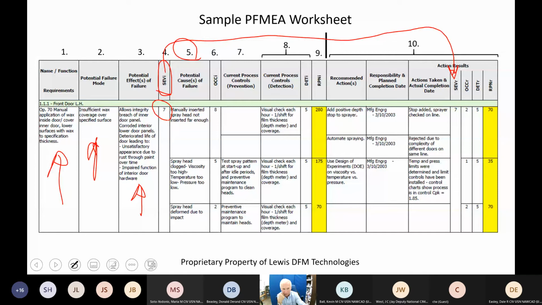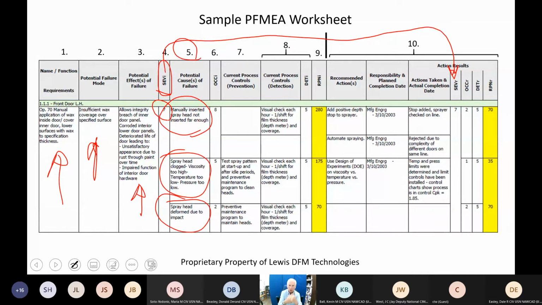Then the other cause of the failure, this is just one cause. There's potentially another one. The spray head got clogged. If the viscosity is too high, is the temperature too low, the pressure too low, it could be a sprayer head issue.